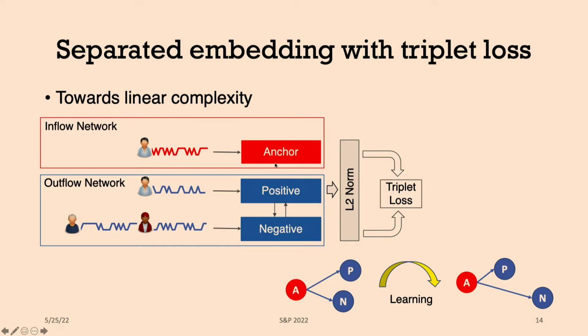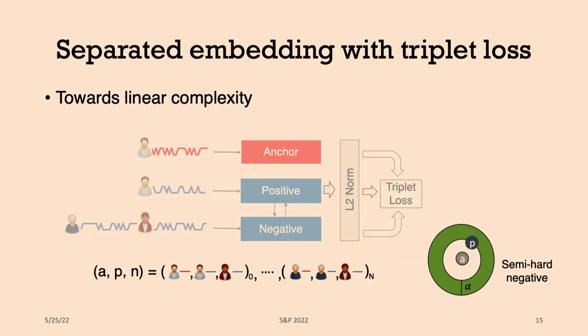Our triplet loss maximizes the correlation between correlated pairs and minimizes the similarity between uncorrelated pairs. So during the learning process, the embedding of David's inflow becomes closer to the embedding of David's outflow. Likewise, our model generates cosine-similar embeddings if inflow and outflow are in the same connection. Then this model requires only n triplets, so linear complexity. So the key is how to select the negative samples.